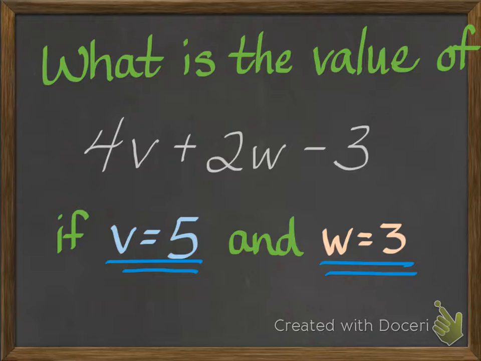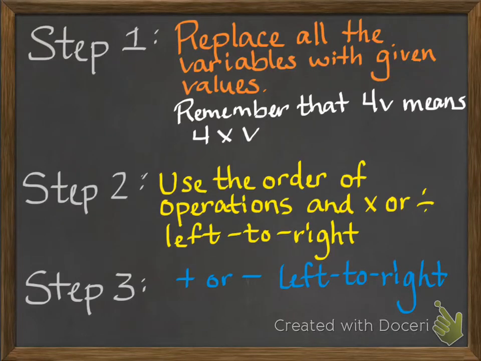So you know that the v is going to equal the 5, you know the w is going to equal 3, but you have to figure out, well, how do I put those numbers in there to figure out what the answer is when I simplify the problem? Here are some steps to keep in mind. So first thing you're going to do, step 1, you're going to replace all the variables, so all those letters, you're going to replace them with the given values. That means that you're going to put in the right number for the letter.